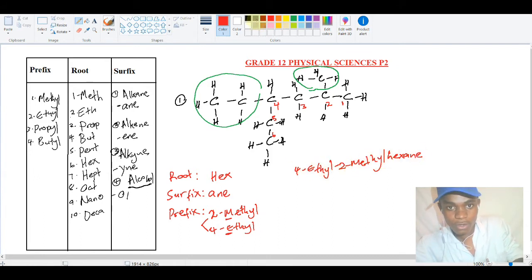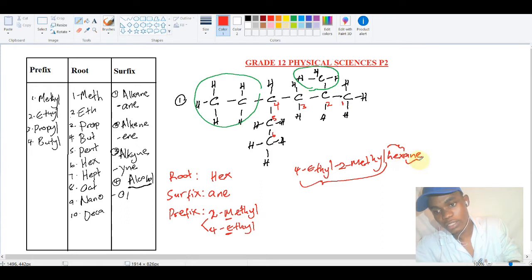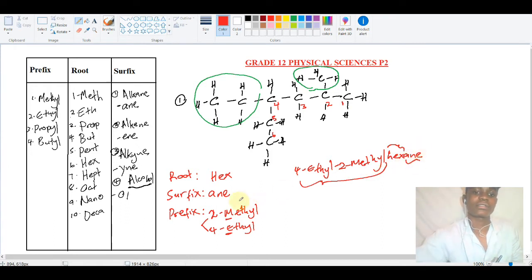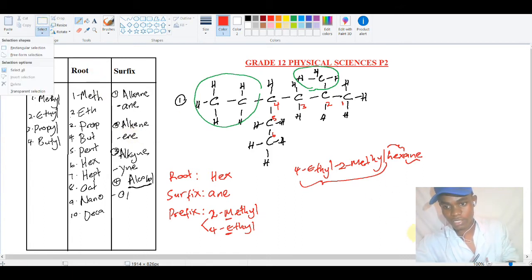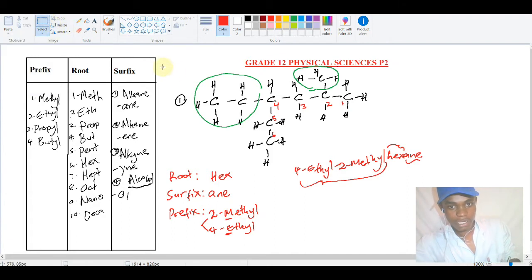You see, this name is made up of, as you can see here, this part, our prefix, then we've got the root, and then this part here is our suffix. So it's very important that you get this in your mind so that you can be able to name organic compounds. So now we can try another example that I picked today.